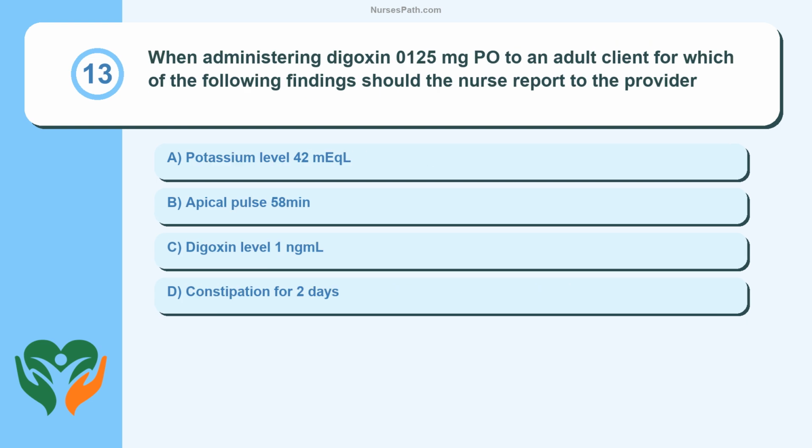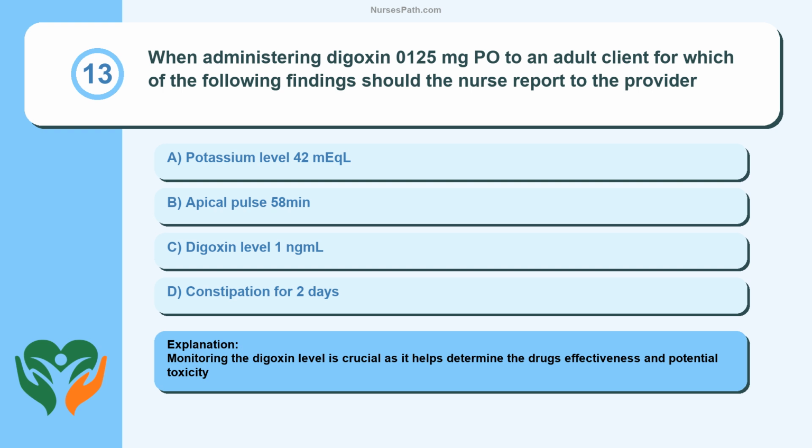Question 13. When administering digoxin 0.125 mg PO to an adult client, for which of the following findings should the nurse report to the provider? Potassium level 4.2 mEq/L. Apical pulse 58/minute. Digoxin level 1 ng/mL. Constipation for 2 days. Monitoring the digoxin level is crucial as it helps determine the drug's effectiveness and potential toxicity.